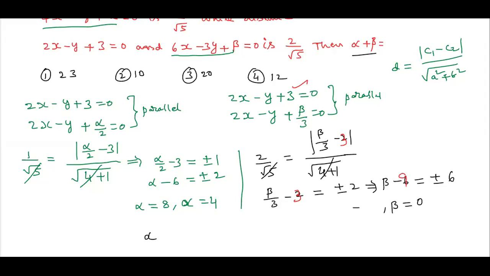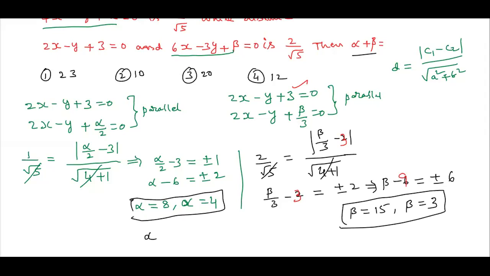Now what are the beta values? See here, minus 9 we are sending to that side, which means plus 9. We get 15. And if you take minus, you get 3. These are the beta values. Now alpha value is 8, 4. Then what is alpha plus beta? Taking 8 here as alpha, beta is 15. How much? 23. Yes, it is there.